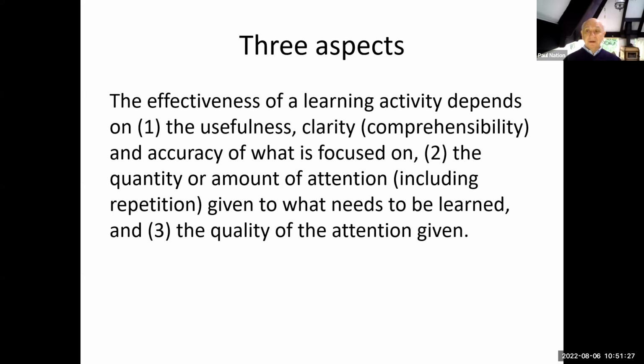The second major thing affecting learning is how much attention we give what we are trying to learn. So the quantity or amount of attention. And quantity comes in two different ways. Quantity means the amount of attention at any one time, and then repeated opportunities to give attention. And then the third thing that really matters in learning is the quality of attention that we give.